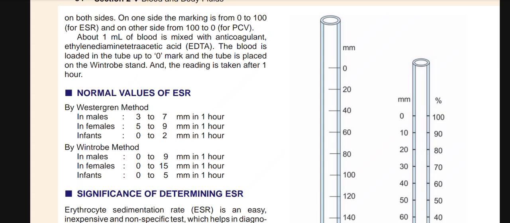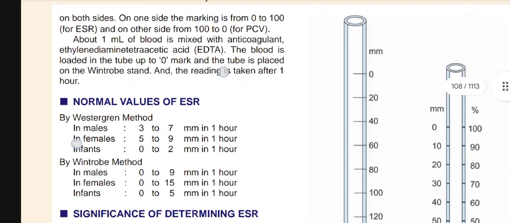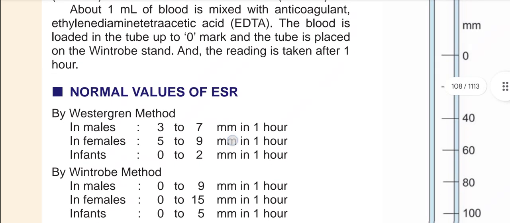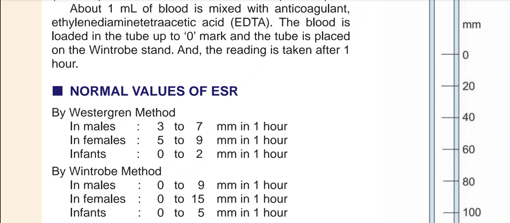And 1 ml of blood is mixed with anticoagulant ethylenediaminetetraacetic acid, EDTA. The main anticoagulant is EDTA, and the blood is loaded in the tube up to the 0 mark, and the tube is placed on the Wintrobe stand, and the reading is taken after 1 hour.